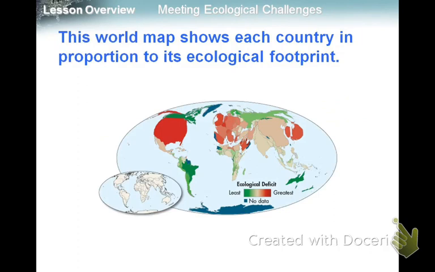This is kind of a funky looking map. You can see right here what a normal world map looks like. But what you see here is the red countries, the red areas of the world have been made fat, bigger in comparison, and the areas with smaller ecological footprints have been shrunken down.